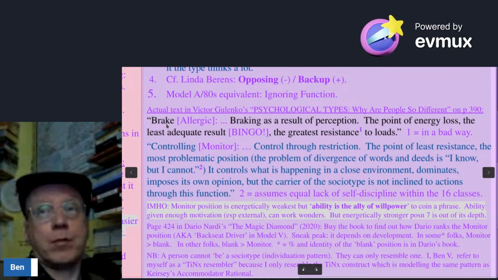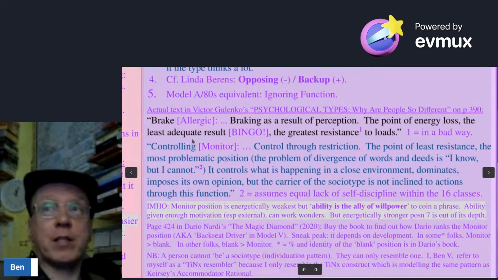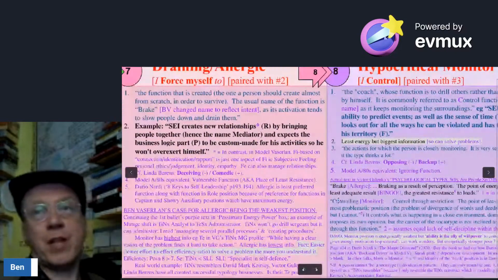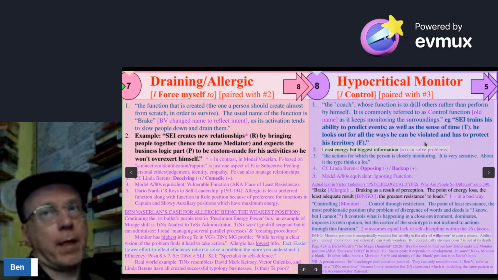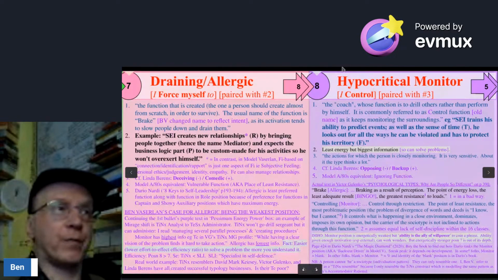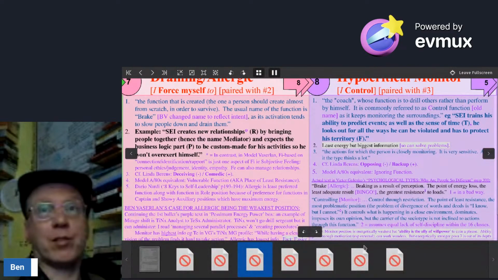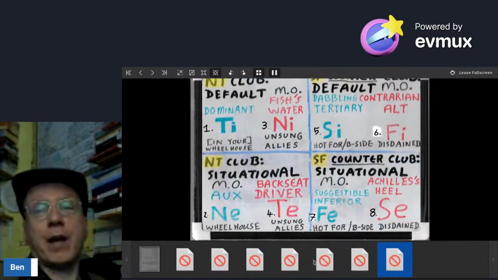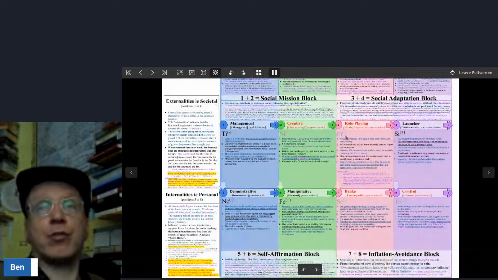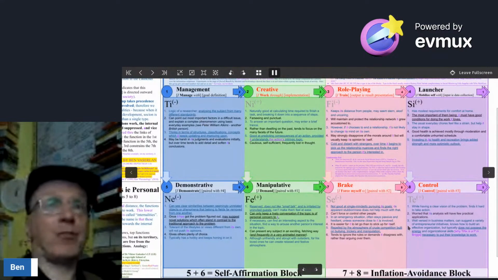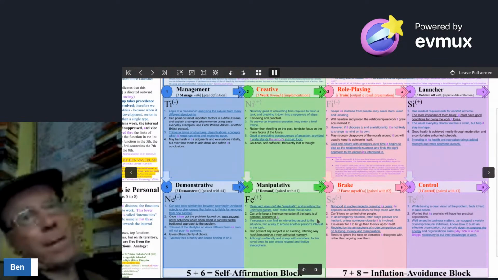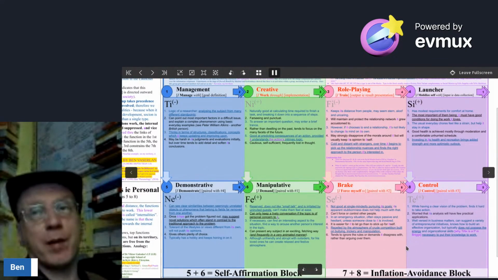Right, so it says here, break is the least adequate result of greatest resistance to loads. So if you're saying that break is the least adequate in resistance to loads, then why would you later on teach that this is the weakest position? Is it because if you have your model like that, you can make it appear all symmetrical? This is the strongest, this is the weakest, because it's been arranged in benefit rings.